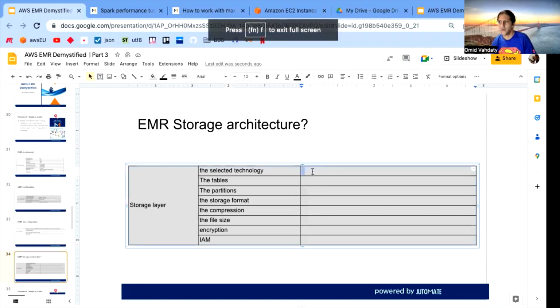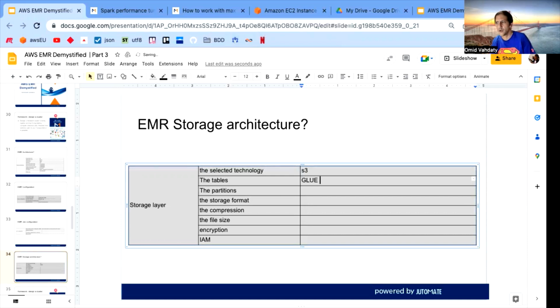Anything to consider around that? What was the technology we selected? S3, right? And the tables. Are we using Glue for that? Or are we saving them locally? Should we talk about this? So essentially, we're going to use Glue because we want to save all the table metadata outside of the cluster, because the cluster is transient, so essentially it will die once we finish.